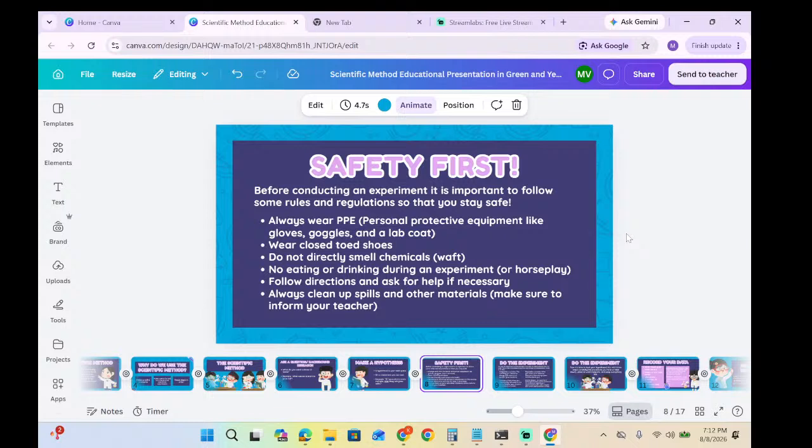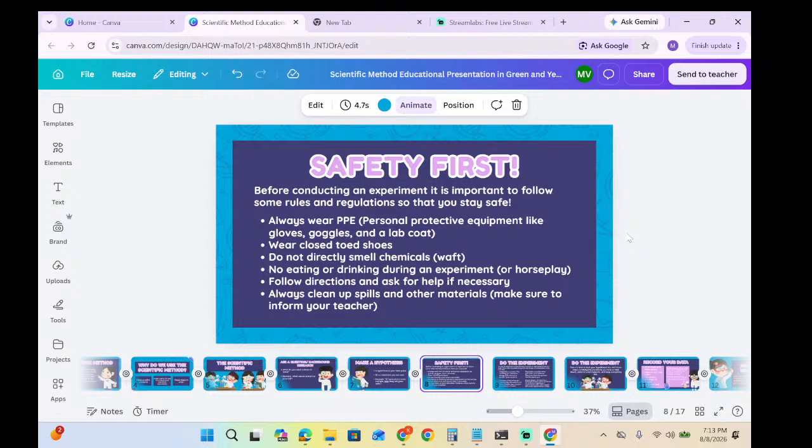And these are some rules and regulations so that you can stay safe. I only listed a couple here, the most important ones, but there are many things that you should do, and these are just a few. So you always have to wear PPE. That's what they call it, PPE, personal protective equipment. And these are gloves, goggles, and a lab coat.